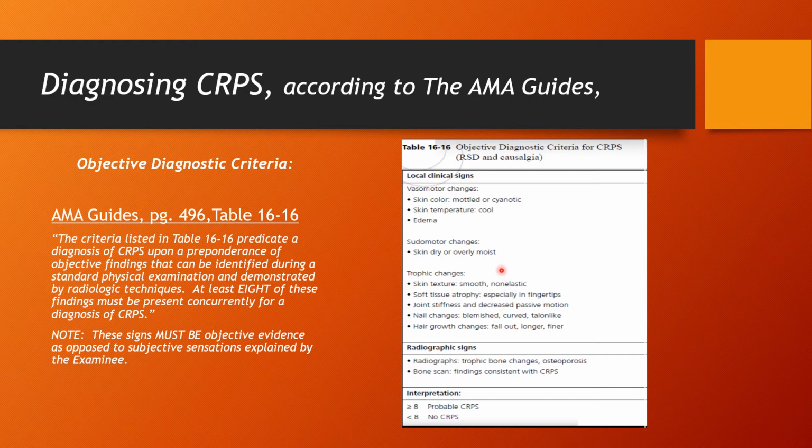The radiographic signs, you can have trophic bone changes, osteoporosis, spotty osteopenia also, bone scans consistent with CRPS as well. So the interpretation according to the guides is that we're looking at 8 or more of these conditions or symptoms could be a diagnosis of CRPS. Less than 8, we find that there would not be.